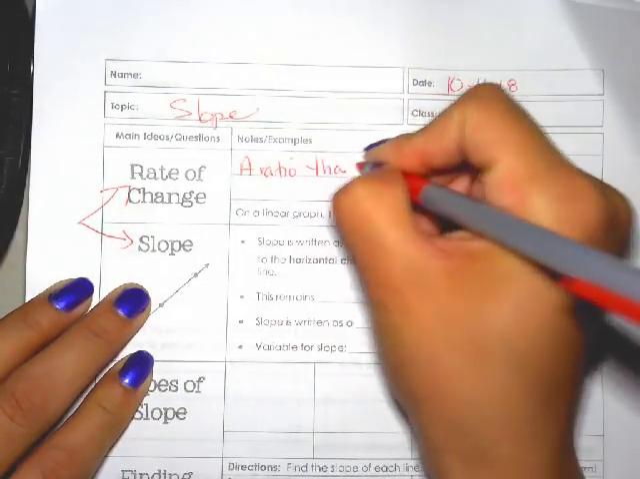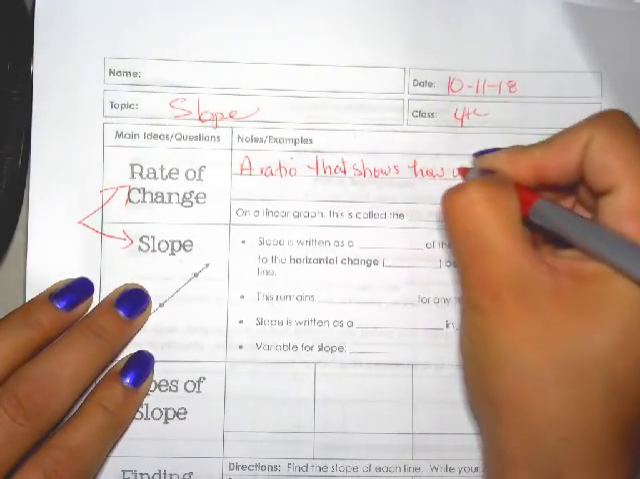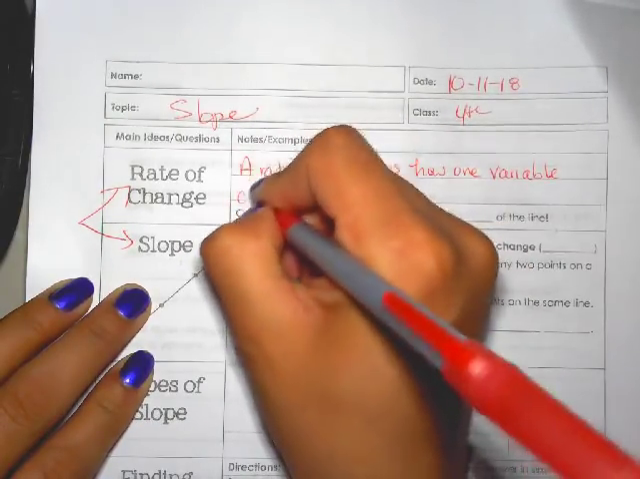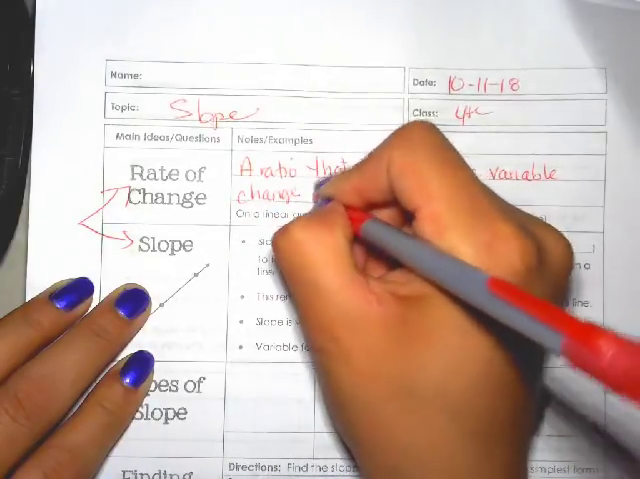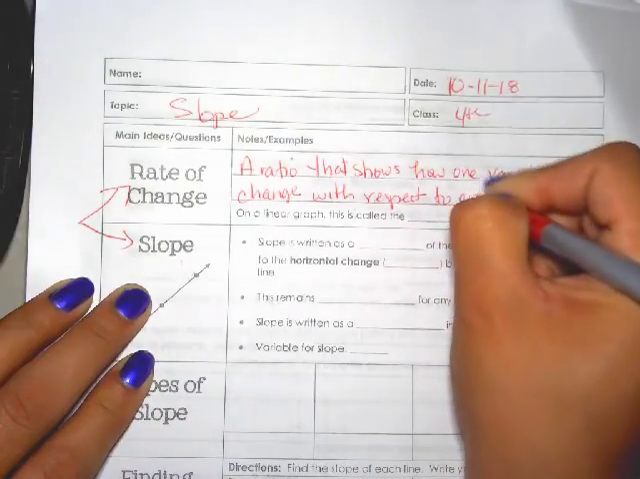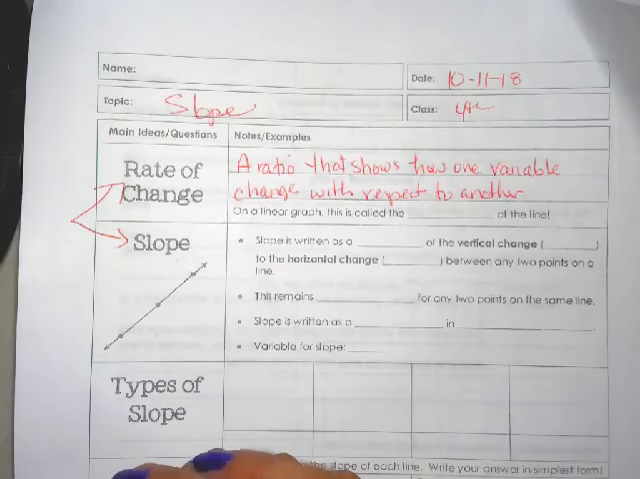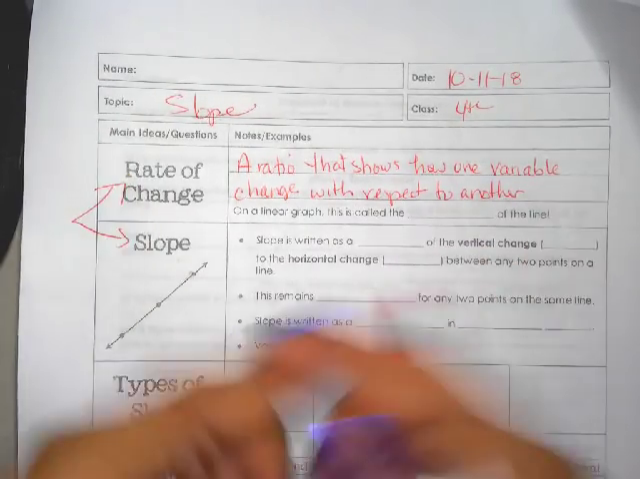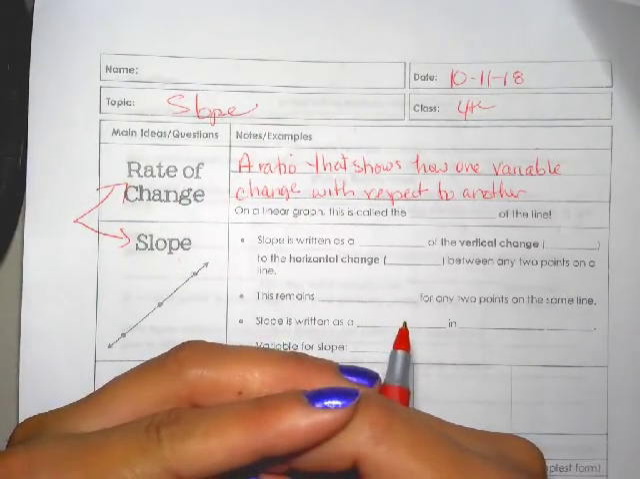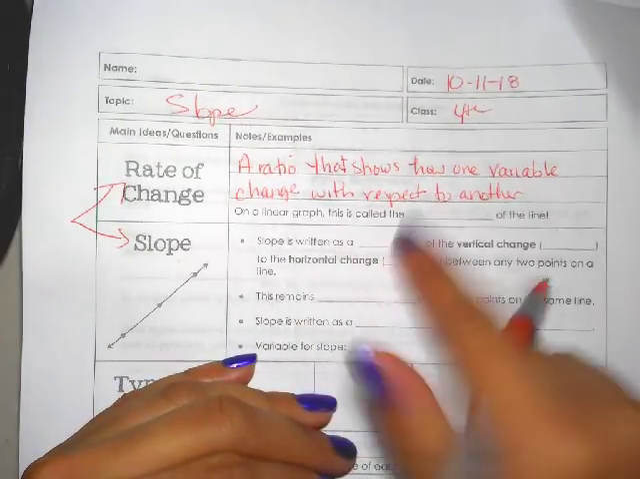that shows how one variable changes with respect to another. A good example is miles per hour. That's two variables, miles and hours, and together they make rate, which is usually called velocity, right? Or speed, miles per hour. Now in a graph, on a linear graph, this is called the slope.